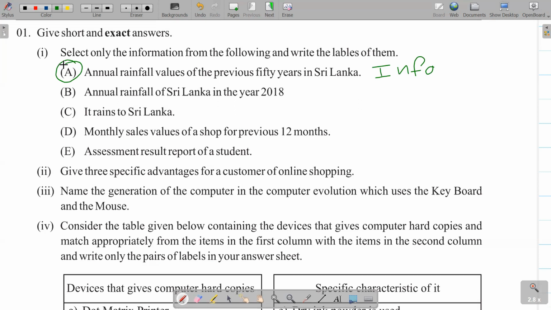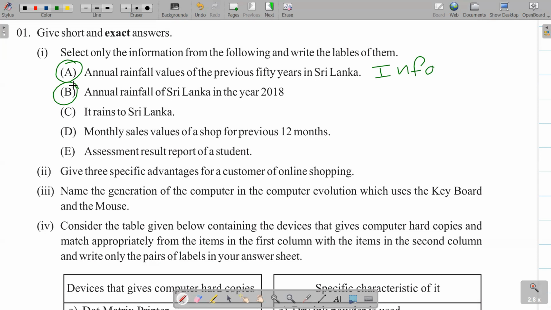Annual rainfall of Sri Lanka in year 2008. Again, it is an information. Annual rainfall, so we have to take the rainfall for one particular year, 2018, and then represent it. So it's an information. Data is taken, processed, and delivered as the annual rainfall of Sri Lanka in year 2018.